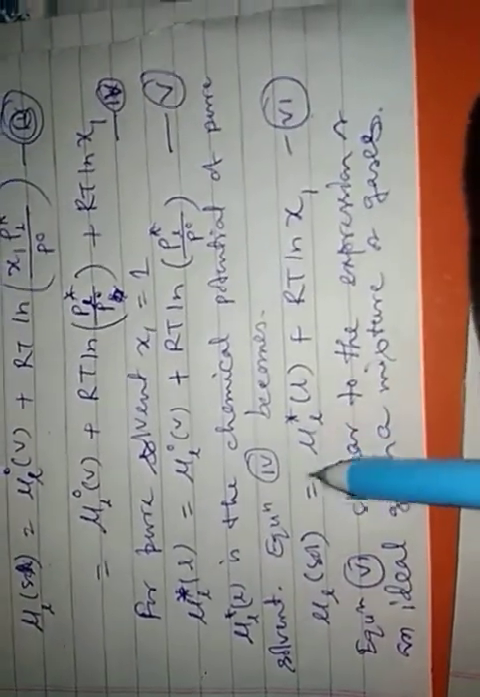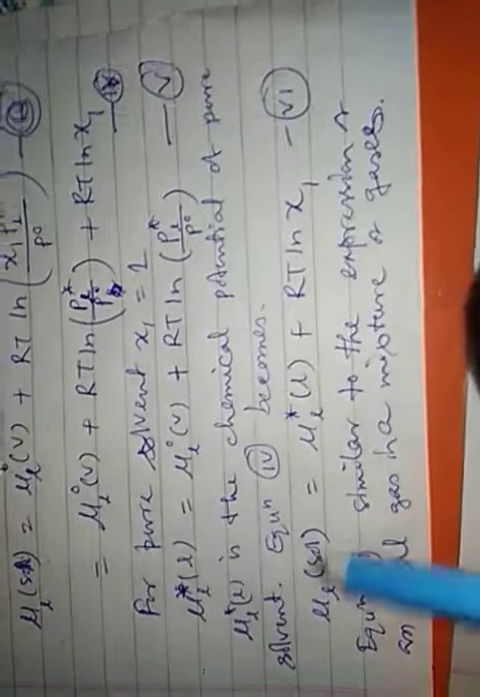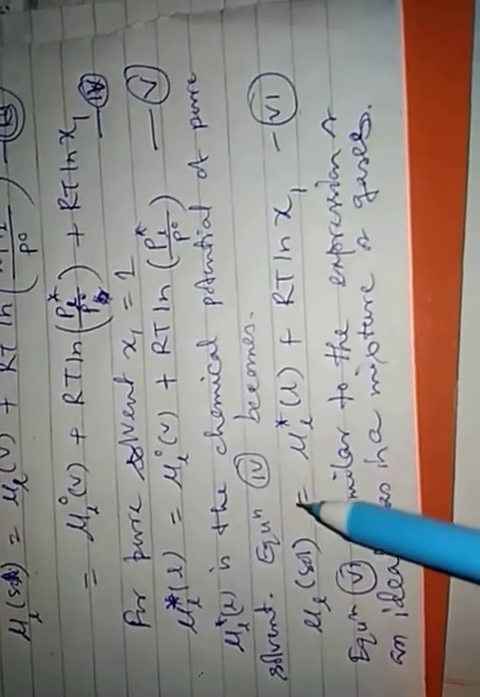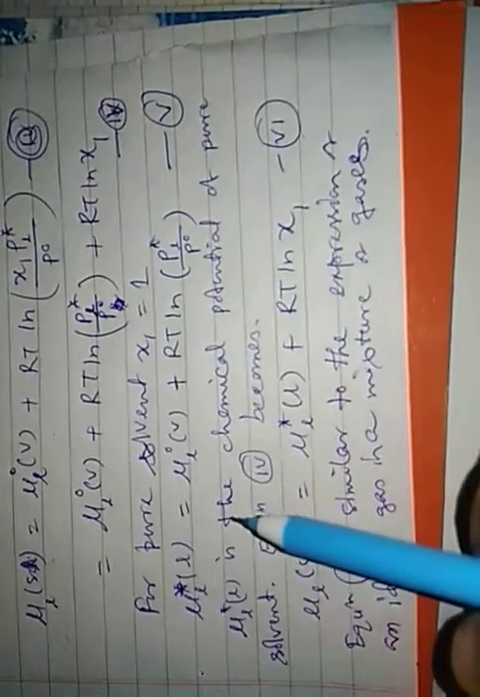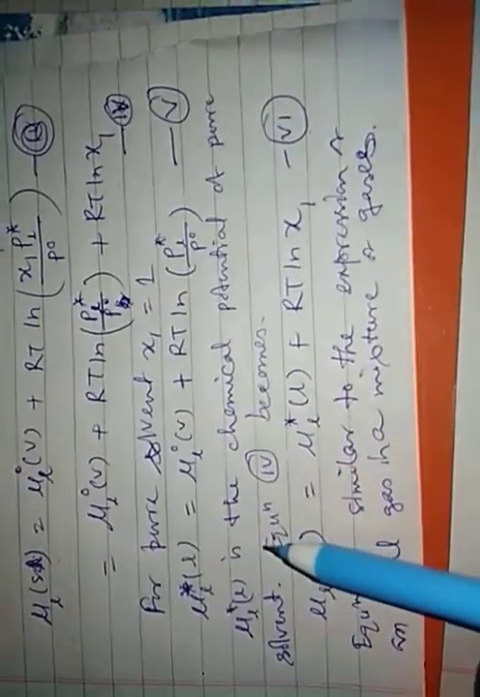It can be said in other words that when you add a non-volatile solute to a solvent to form a solution, the chemical potential of the solvent decreases, and a decrease in chemical potential means the Gibbs free energy per mole decreases. Again you can say that the Gibbs free energy change for solution formation is negative.